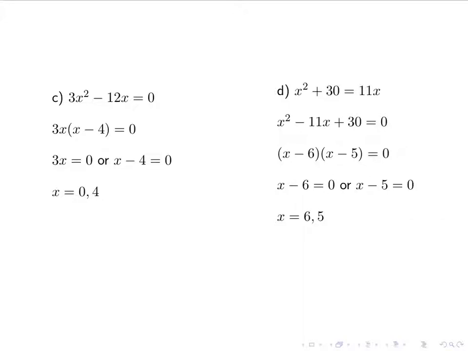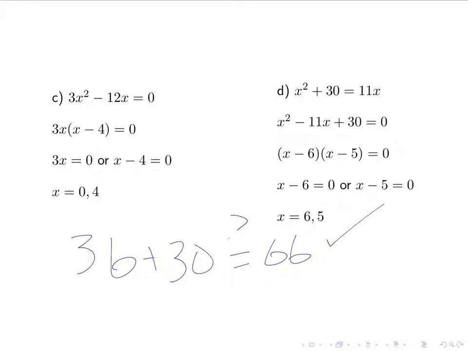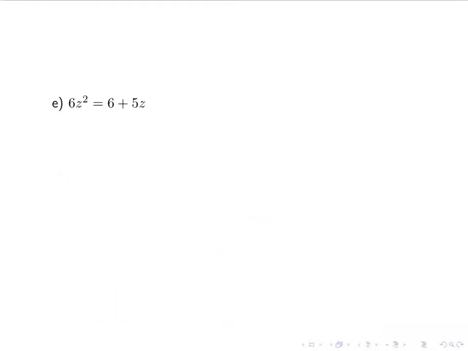And again, we can double check it. If I plug in the 6, is 36 plus 30 equal to 6 times 11, 66? Yes. Plugging in the 5, is 25 plus 30 equal to 11 times 5, which is 55? Yes. Okay, so it only takes 5 seconds to double check these, and you really should check your answers.